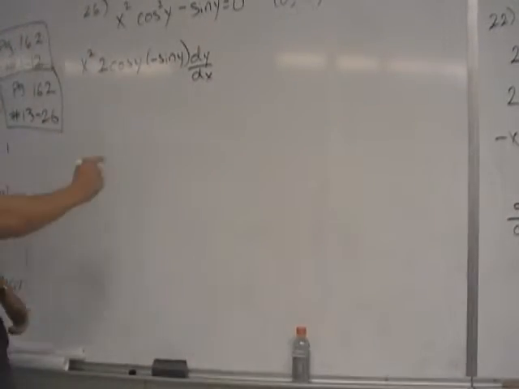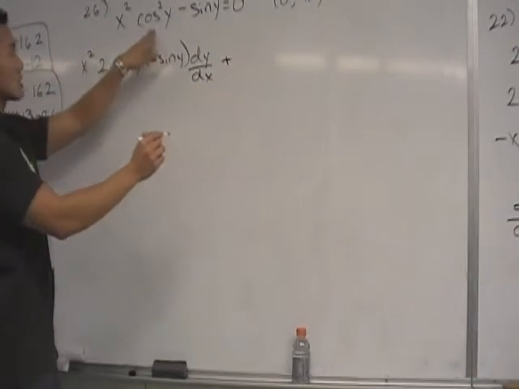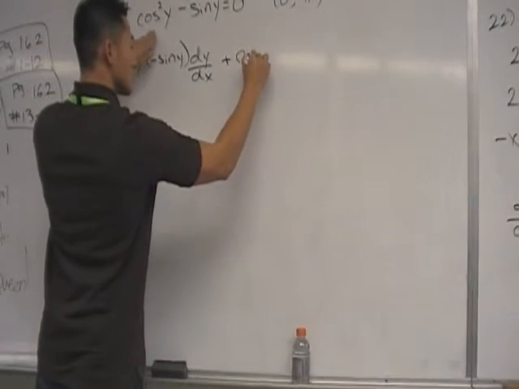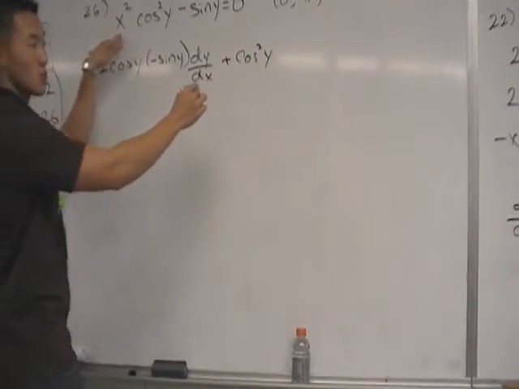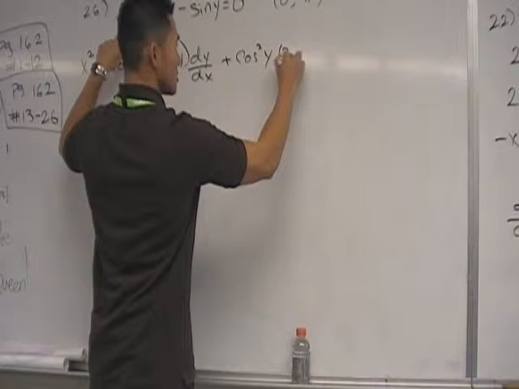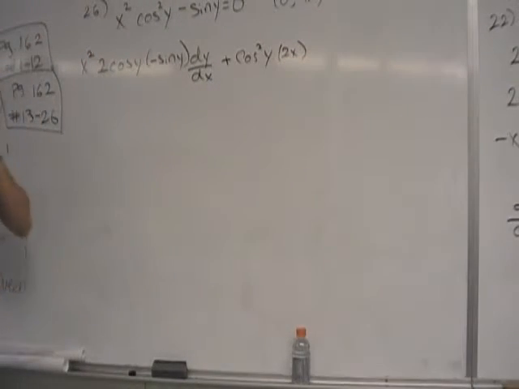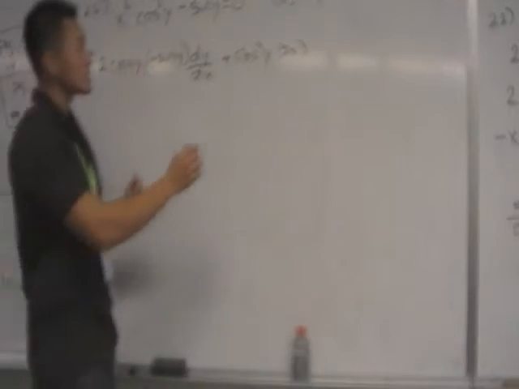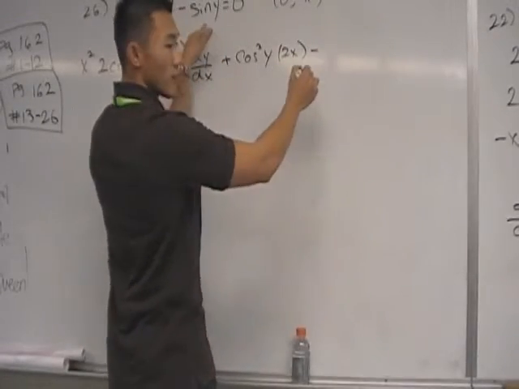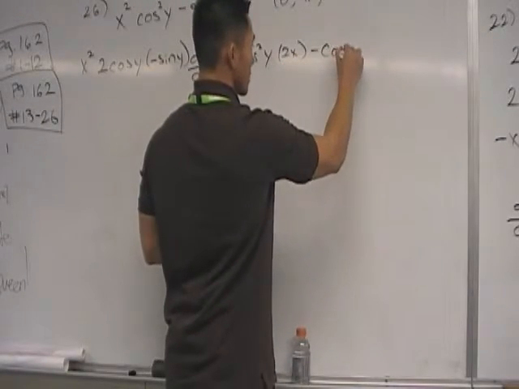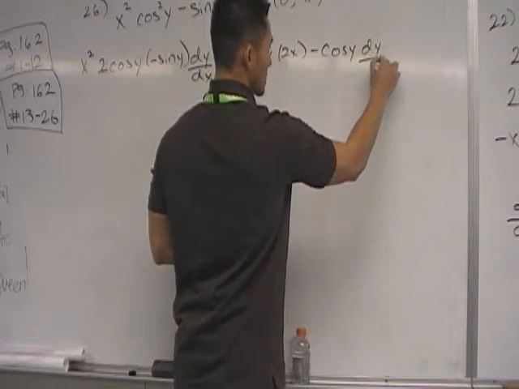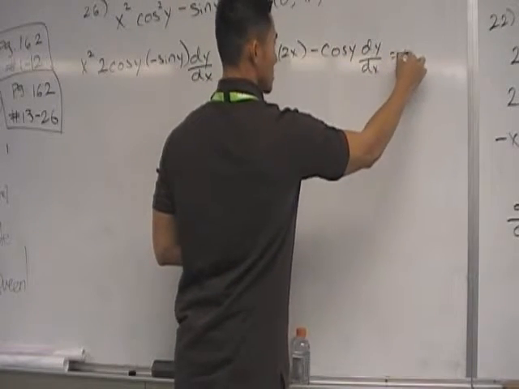Plus cosine squared y times the derivative of x squared, which is 2x. Alright, any questions there? Minus sine y cosine y dy/dx is equal to 0.